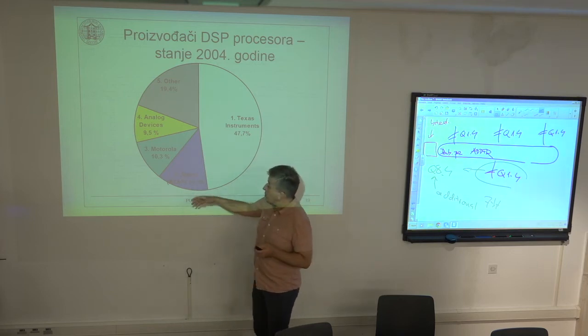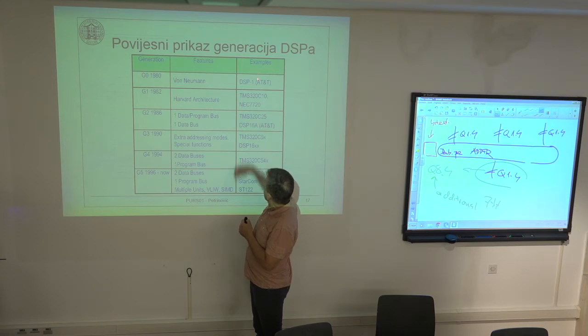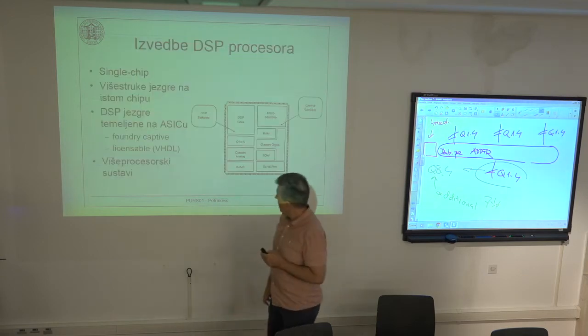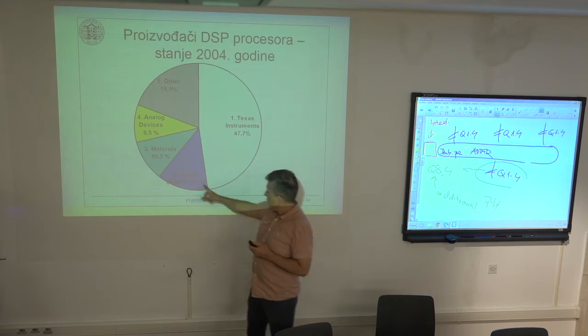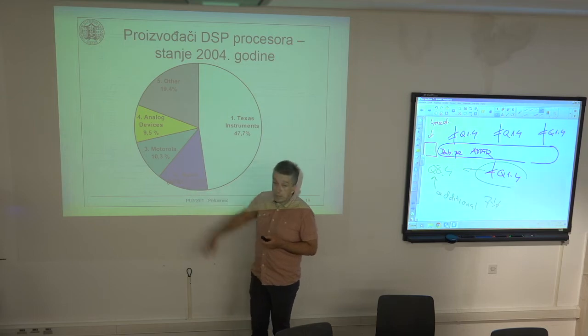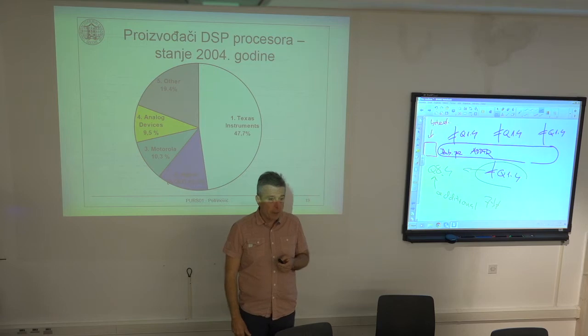We also mentioned in this history slide this company AT&T that produced this first DSP-1. This company AT&T, Bell Laboratories, was later on renamed Agere. It also had approximately 1/10 of the market in year 2004.